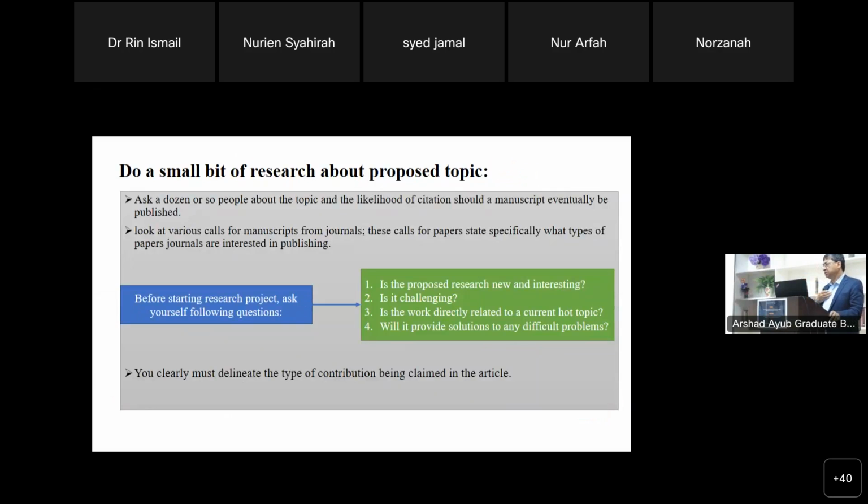So from a journal editor's perspective, it's not only that I have to like your paper, it has to be verified and vetted by the blind refereeing process. I also want to see whether it's going to generate citations for my journal and for my author. If citations increase for my journal, it helps my journal, it moves up the rank. It helps you because you are a well-cited author. Will it provide a solution to any difficult problem?